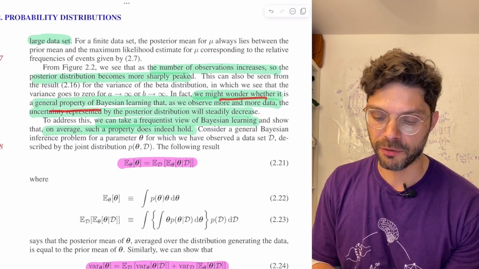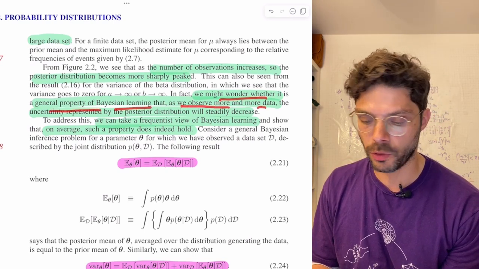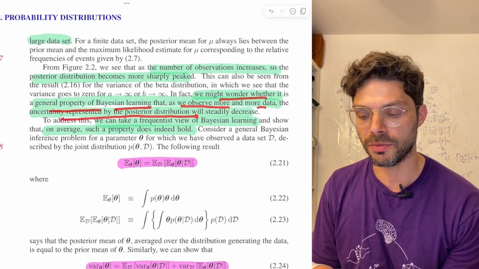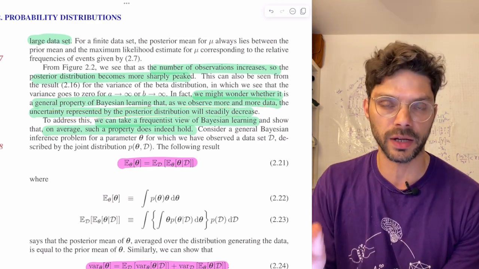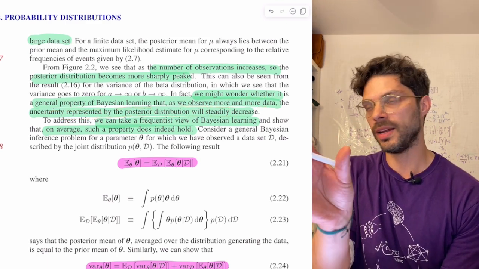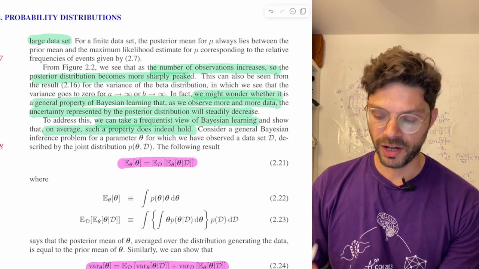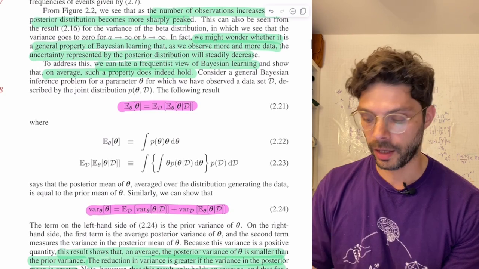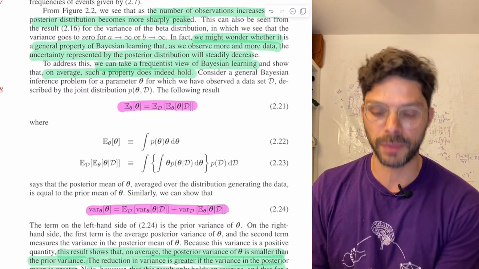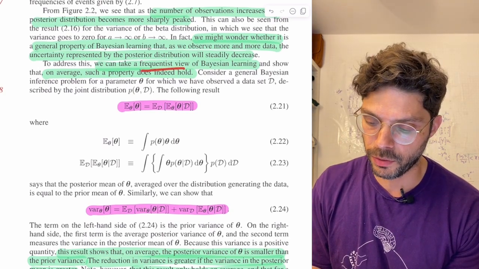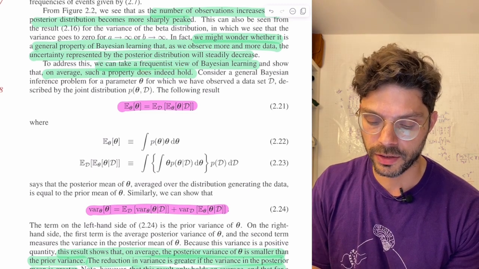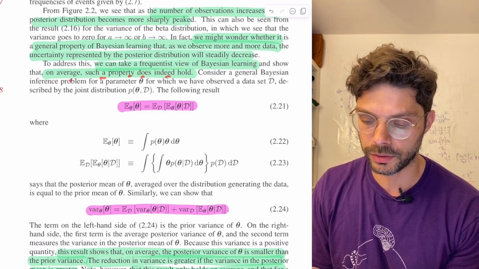In fact, we might wonder whether it's a general property of Bayesian learning that as we observe more and more data, the uncertainty represented by the posterior distribution will steadily decrease. So is it always the case that those posterior distributions get narrower the more data we observe? The way he's going to address this, which I think is pretty cool, but I'll have to go through it to get some intuition for it myself, is that we can take a frequentist view of Bayesian learning and show that on average, such a property does indeed hold.